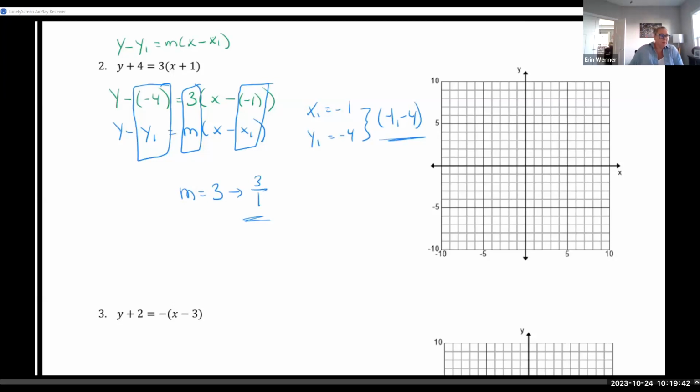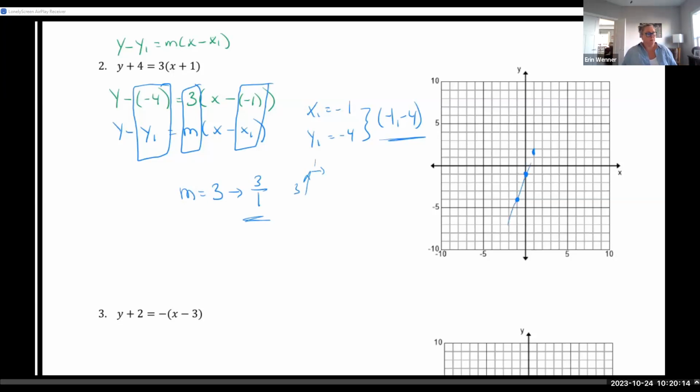So if we graph it, we're going to go to the point (-1, -4). So over 1, down to -4 right here, right? To the left and down. And then we'll use our slope by going up 3, right 1. So 1, 2, 3, right 1. 1, 2, 3, right 1. And we can see the line should approximately look like that.